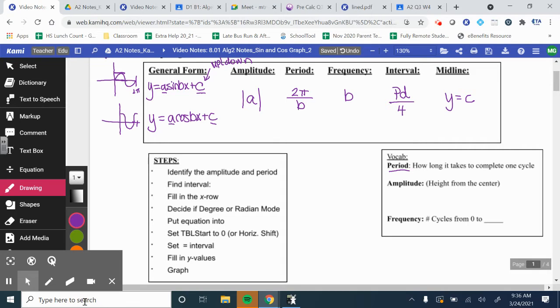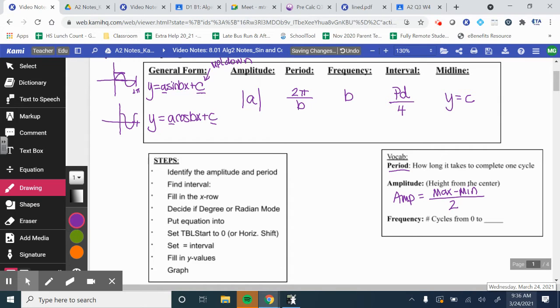The amplitude is how high the graph goes from the center to the top. And we also have a formula for amplitude, which is that you take the maximum value minus the minimum value and divide that by 2. And we won't look at that too much today, but we'll look at it a little bit more in next class. And the frequency is, so that's that B, the number of cycles that you see from 0 to 2 pi. So it's always to 2 pi. So if you see one cycle from 0 to 2 pi, like up here, then your B would be 1.